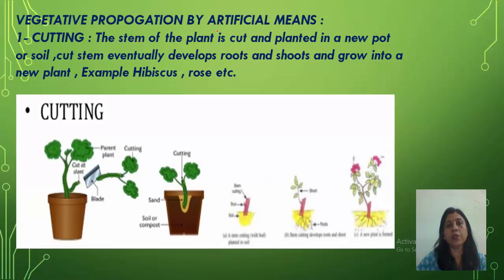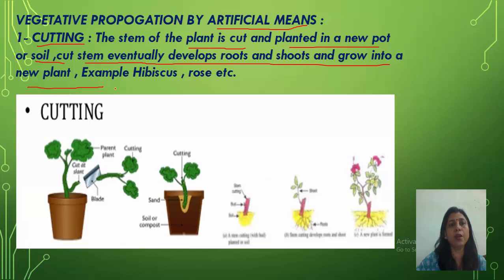Now, vegetative propagation by artificial means. Number one is cutting. The stem of the plant is cut and planted in a new pot or soil. The cut stem eventually develops roots and shoots and grows into a new plant. Example is hibiscus and rose.